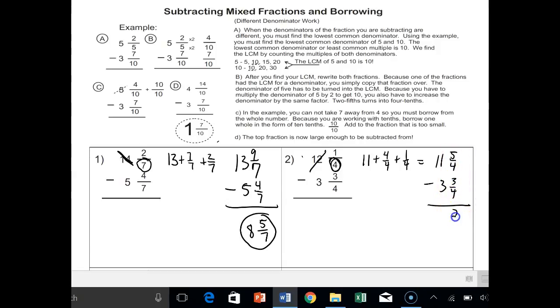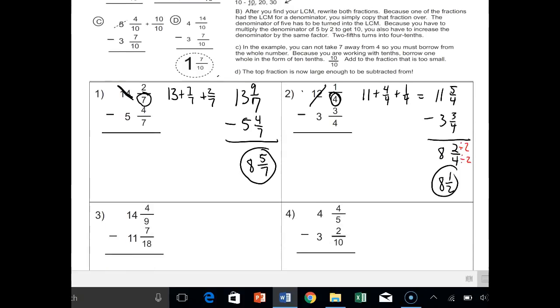5 minus 3 is 2. Keep the denominator 4. 11 minus 3 is 8. Almost my answer. I just remember I have to simplify. Can never have two even numbers as my answer. So 2 divided by 2 is 1. 4 divided by 2 is 2. 8 and 1/2 is my answer.